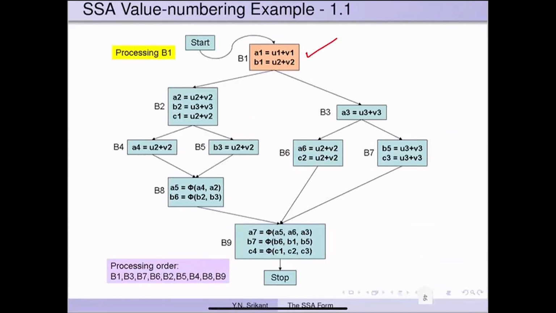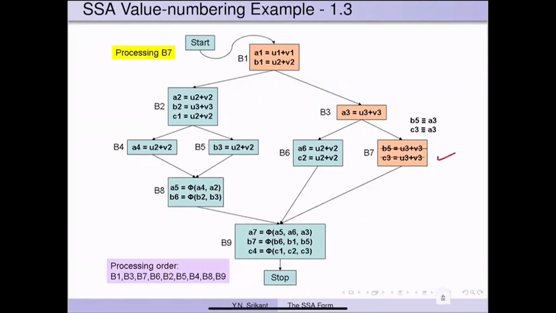A1 equal to U1 plus V1, B1 equal to U2 plus V2. These are inserted into the tables. Then the order says process B3. So there is a new expression A3 equal to U3 plus V3. It is not the same as either U1 plus V1 or U2 plus V2. So this is a new expression which will be inserted into the table.